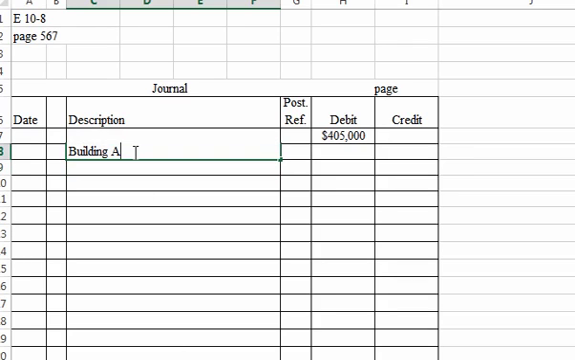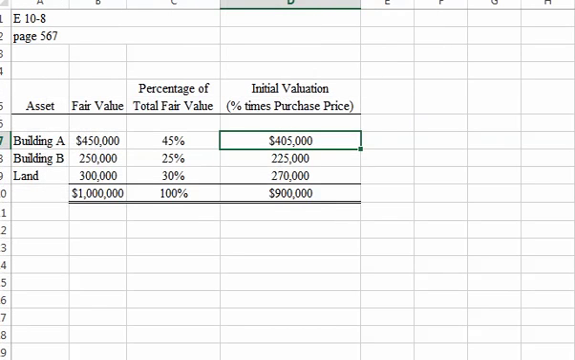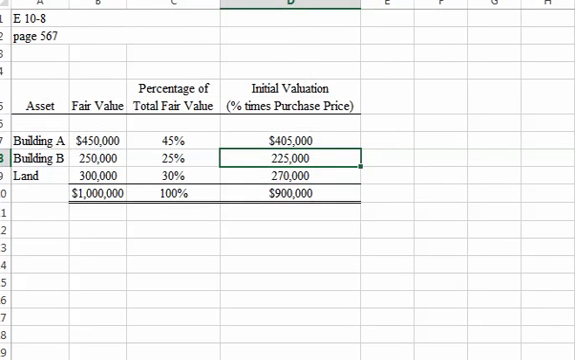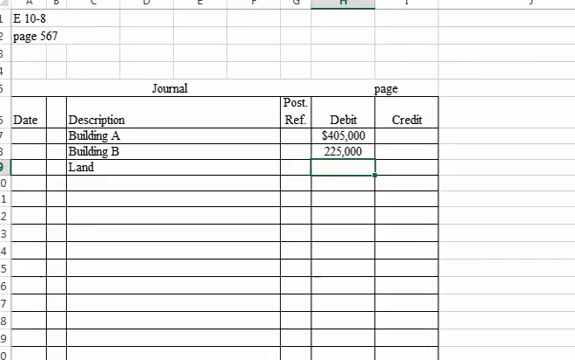Building B should be debited $225,000. The land should be debited for $270,000. And then we're going to credit cash, the asset that decreased, for the amount of the purchase price, $900,000.